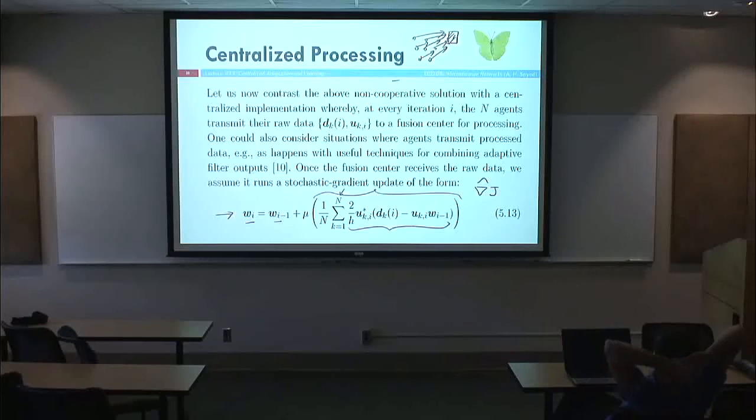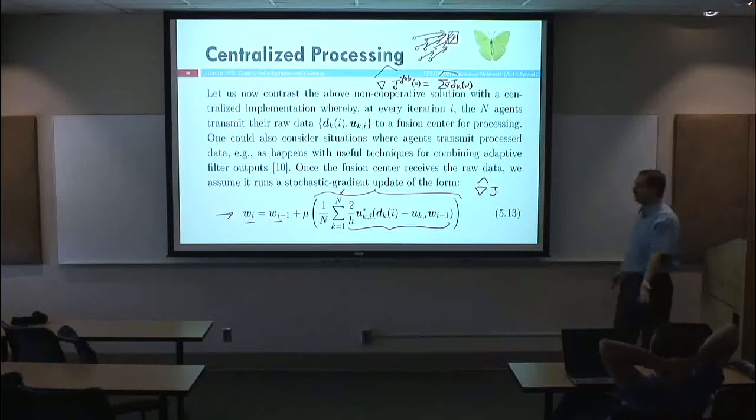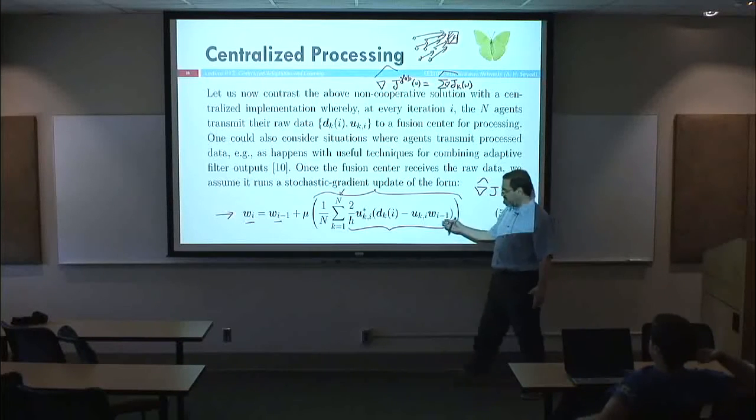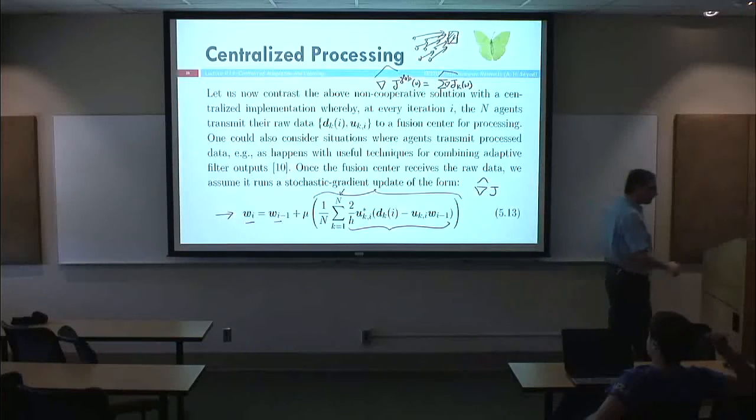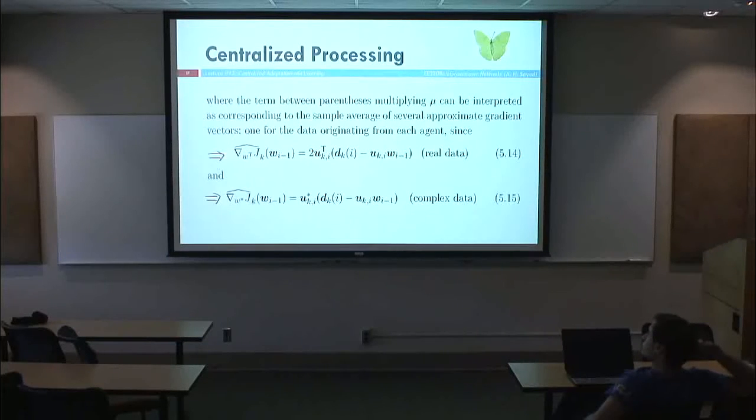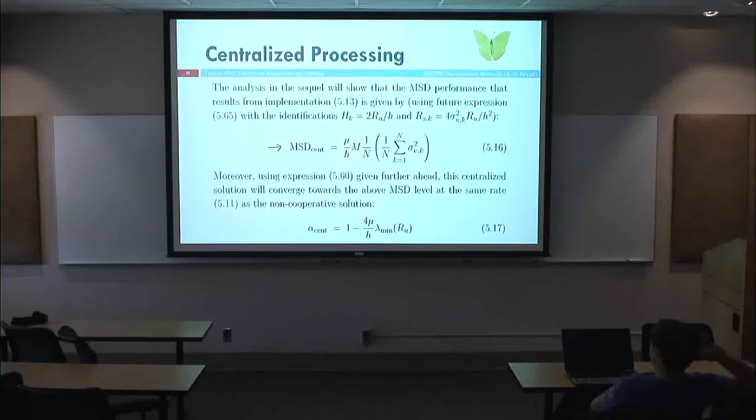Actually, the function J, I'm going to call it J global of omega, will be the sum of the individual functions, such that the gradient of this function is the sum of the gradients of these, and the approximate gradient can be approximated by the sum of the approximate gradients for the individual costs, which is what you have here. I'm going to show you later that for this case, the MSD will be given by this expression, and the convergence rate is given down here.